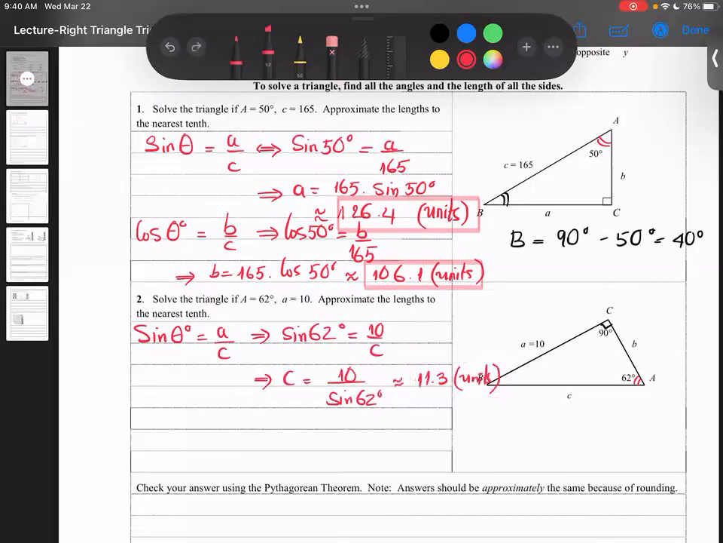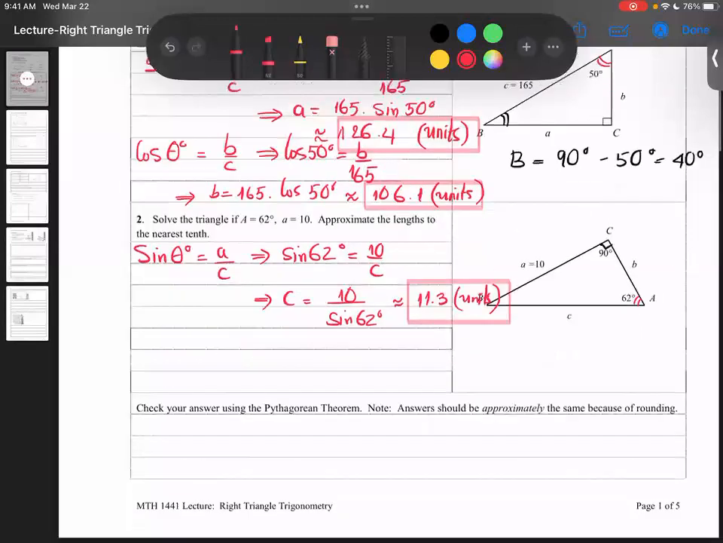Let's shoot again. I have C down. I can use cosine now, right? Cosine will be B over C. But let's use something different. I want to use tangent theta.